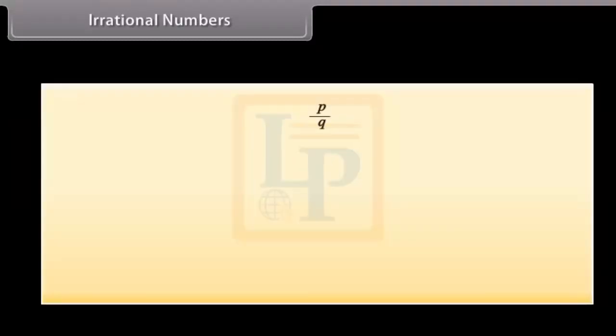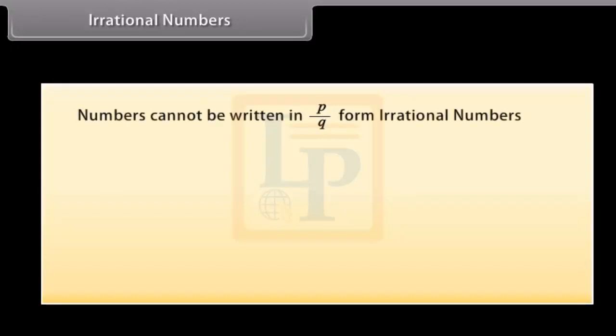Irrational numbers. You must be wondering if there are numbers which are not in the form of p by q. Yes, there are numbers which cannot be written in the form p by q. Those numbers are called irrational numbers. For example, square root 2, square root 3, square root 7, 0.1011011101111 and so on, pi and so on.